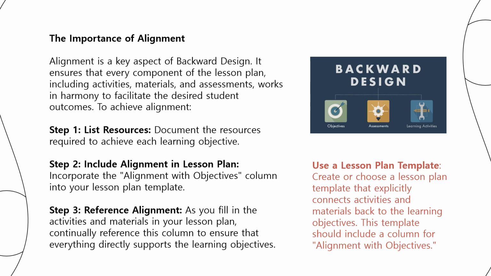1.3. The importance of alignment. Alignment is a key aspect of backward design. It ensures that every component of the lesson plan, including activities, materials, and assessments, works in harmony to facilitate the desired student outcomes. To achieve alignment, practical idea.